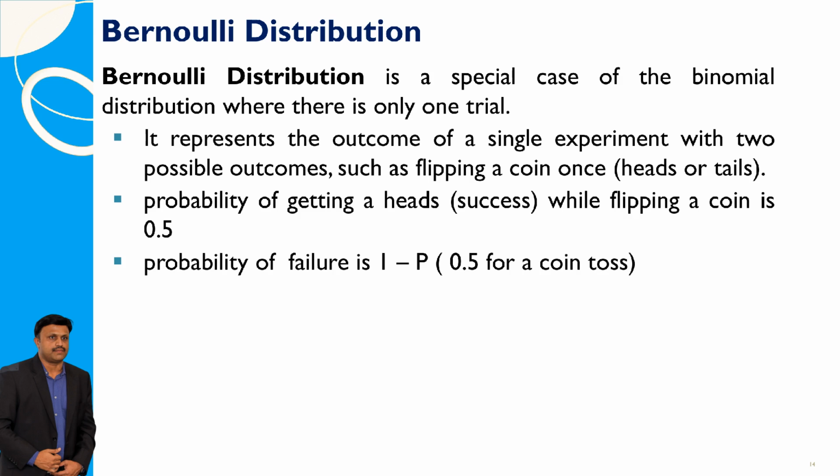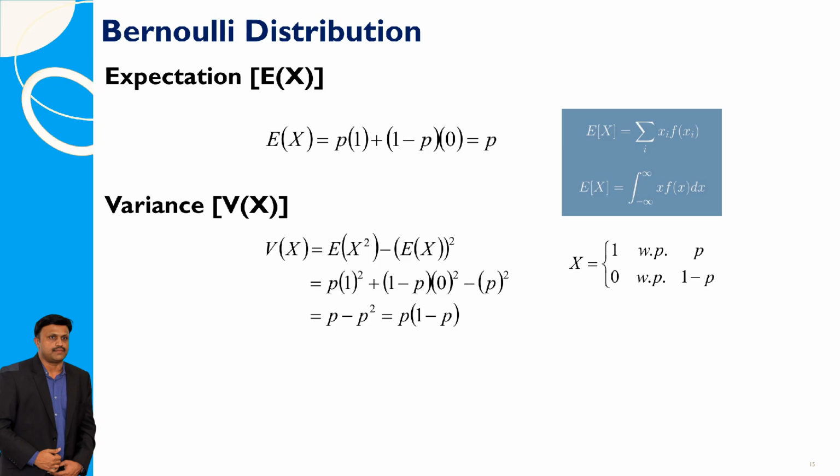In this distribution, the probability of success, getting heads, is 0.50, and the probability of failure is 1 minus 0.5 equals 0.5. Expectation refers to the average or mean value of a random variable x over many trials, while variance measures the spread of x around its mean, indicating the variability of its values.